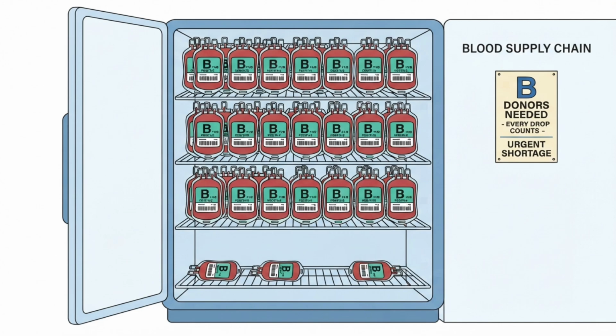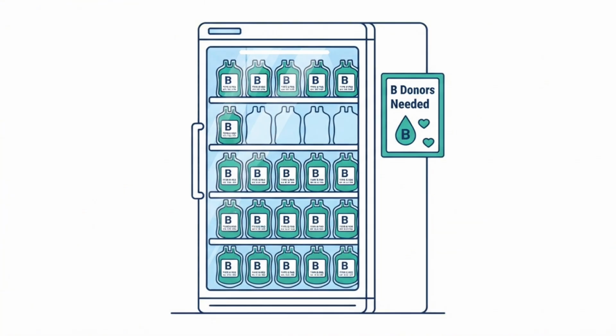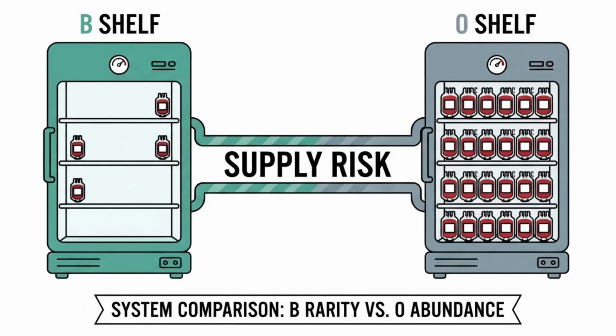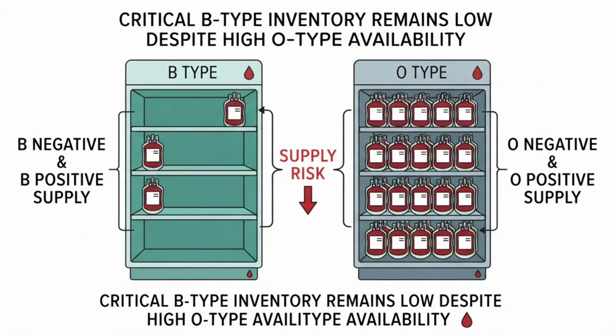However, this rarity becomes a genuine emergency medicine problem. A hospital that runs short on B-negative blood in an area where few donors carry it has far fewer backup options than one running short on the far more common O-type. Rare isn't just a statistic here. It's a supply chain risk written into human veins.